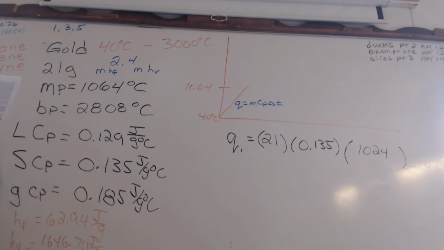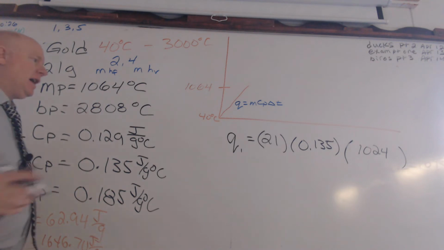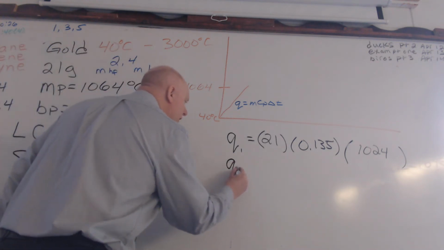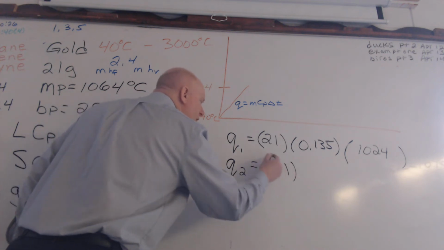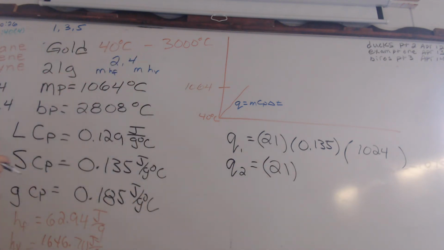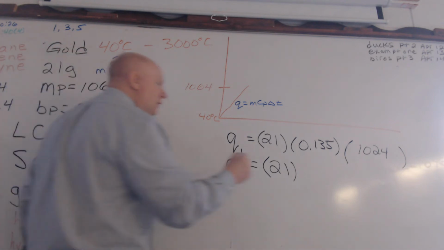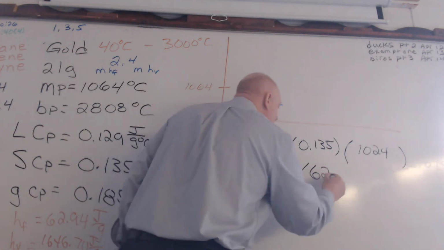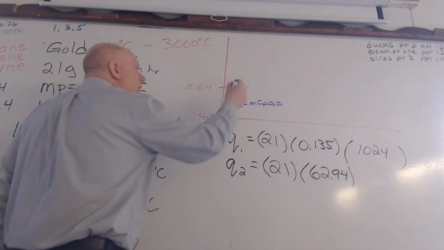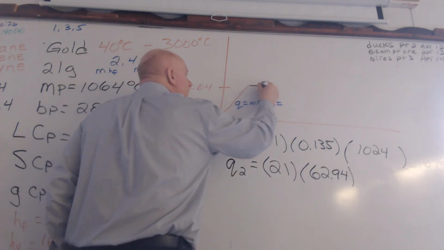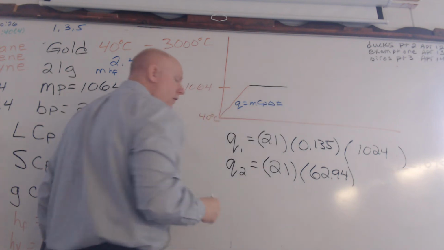If it was water, it's 334. But that's not the case because we're dealing with gold. So as you said, 21 will be utilized 5 times. And the heat of fusion for gold is what? 62.94. And that gives you Q2. In other words, we're right at this plateau. Okay?